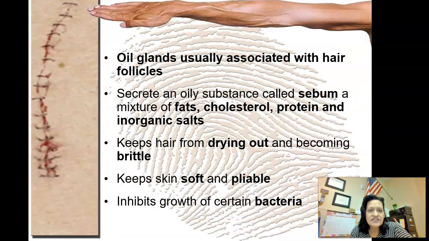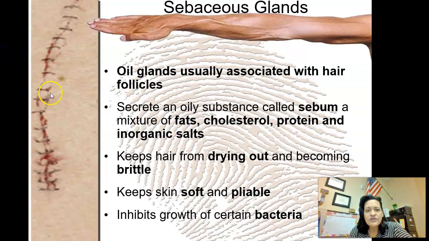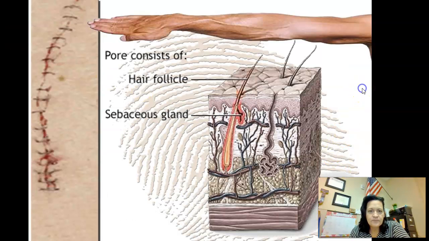The sebaceous glands are the oil glands, and they are usually associated with the hair follicles. They secrete an oily substance called sebum, which is a mixture of fats, cholesterol, protein, and inorganic salts. It keeps your hair from drying out and becoming brittle. It keeps the skin soft and pliable, and it inhibits the growth of certain bacteria. Here's a picture of the sebaceous gland right next to the hair follicle, and it comes out through that same pore of the hair, and that's where you get the oil.